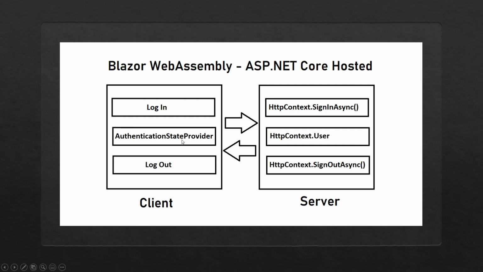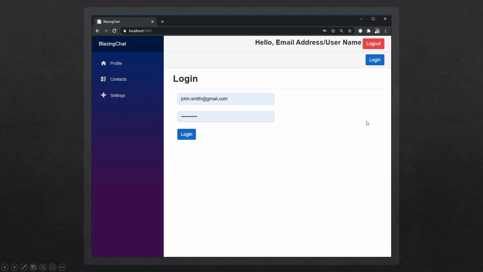We are also going to need authentication state provider so that even if the user refreshes the page or navigates between the component, it can either get the state of the user from the server side or from the client side. Let's first understand how I have set up this login page, and then we'll enable custom authentication in our Blazing Chat application.